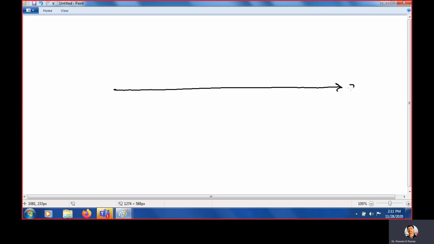Now we will make the graph, like the previous question. This is the x-axis, this is the y-axis. This is 1, 2, 3, 4, 5, 6 and 1, 2, 3, 4, 5, 6. Minus 1, minus 2, minus 3, minus 4, minus 5, and minus 1, minus 2, minus 3, minus 4, minus 5.